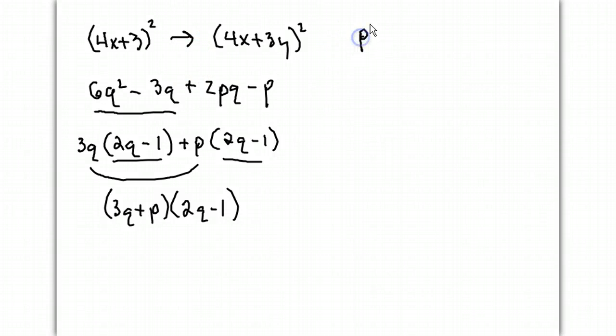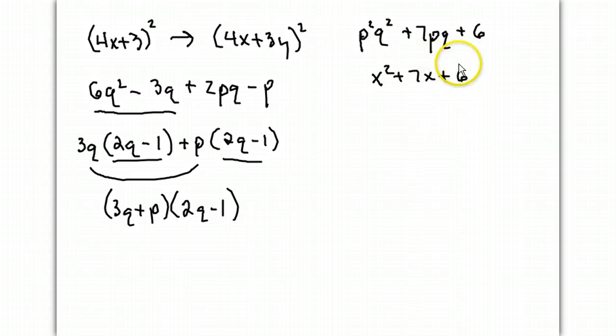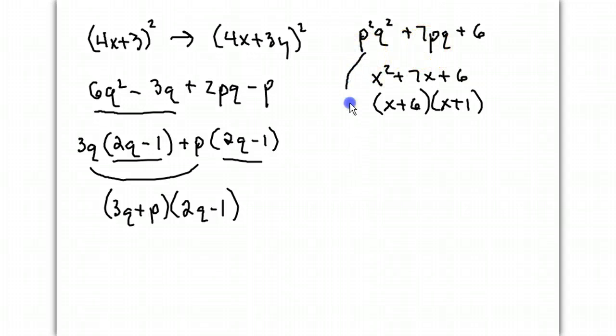Let's say we have p squared q squared plus 7pq plus 6. This one looks a little weird because it has pq in the same part, but it can also be viewed as just x squared plus 7x plus 6. Don't let all the letters throw you off. So if you were factoring this one, what two numbers multiply to give you 6 and add to give you 7? That's 6 and 1. So the answer would be x plus 6 times x plus 1. It's worked the same way.